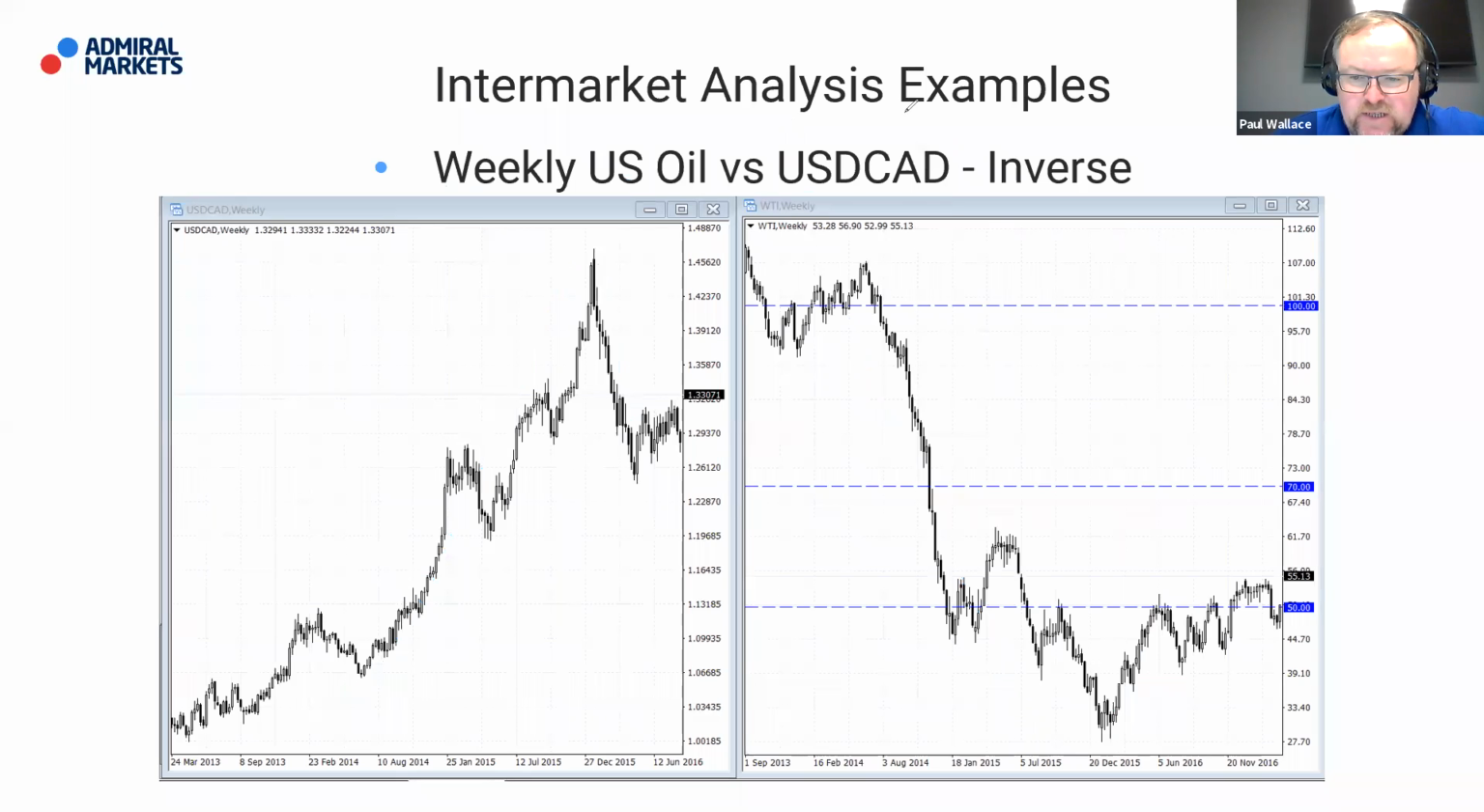So Robert says that oil is important to the Canadian economy. And you're absolutely right, Robert. Canada is still one of the biggest exporters of oil. So, of course, when the oil price is rising, that's really good for the Canadian dollar. Alternatively, when the oil price is dropping, that is not very good for the Canadian dollar.